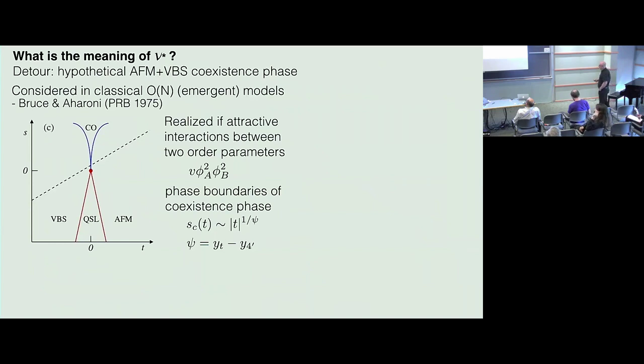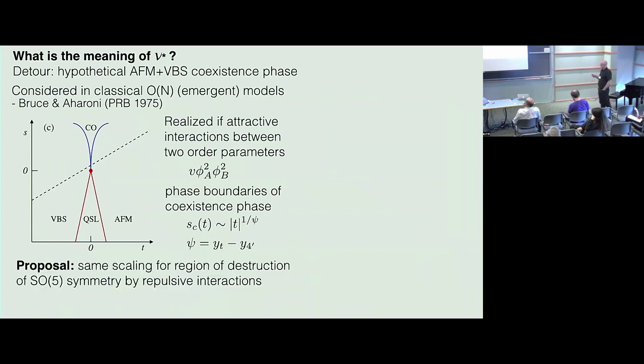mentioned to you before. Okay, so what we are proposing is that here it shouldn't really matter in a scaling sense whether this V is positive or negative. So if we have repulsive interactions, which we believe we do, and we have some way of detecting that, but I don't have time to talk about it, then we don't have a coexistence phase. But we have some region here in this phase diagram where the repulsive interactions between the order parameters start to break down the SO5 symmetry.